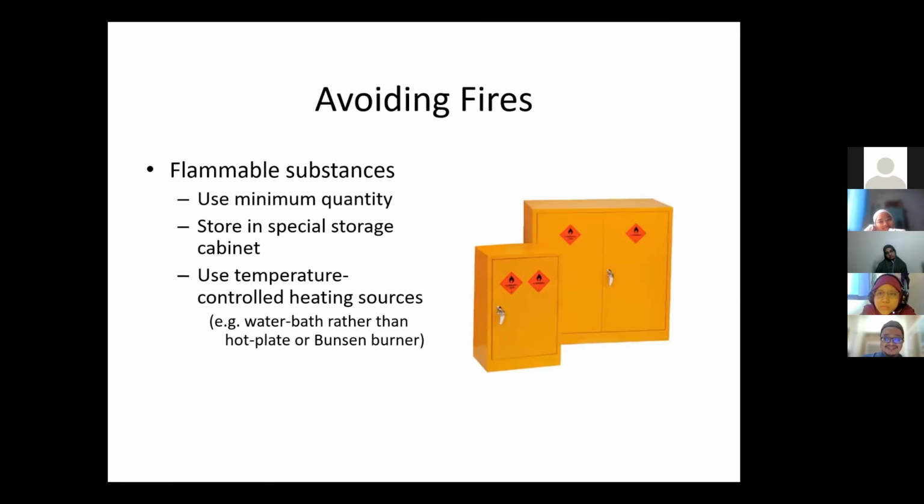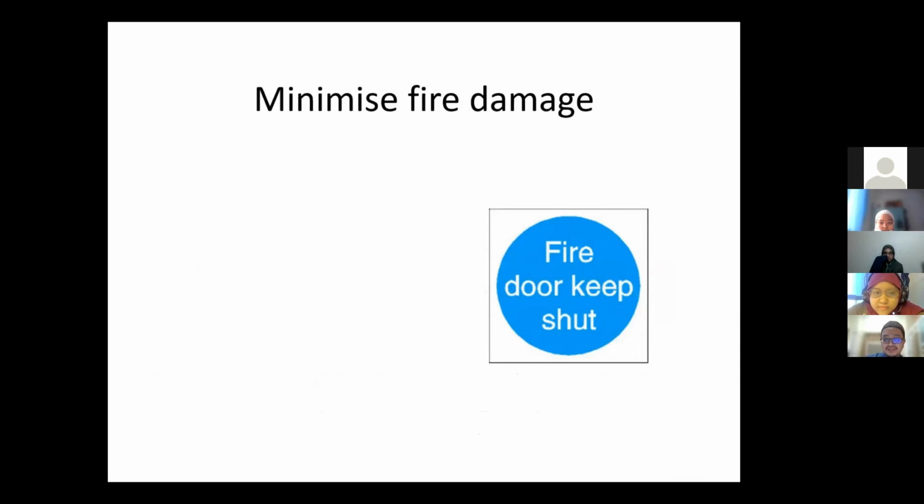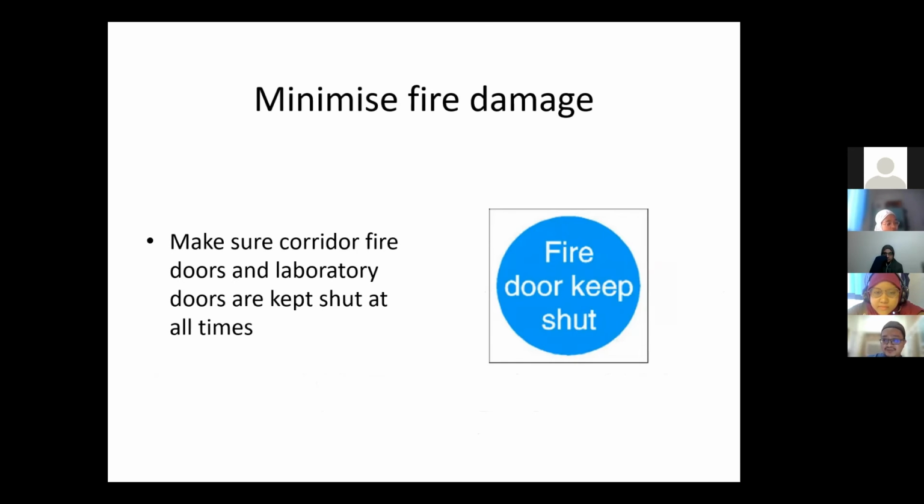Okay. So avoiding fires. How do we avoid fires? With regard to flammable substances, we use at minimum install in special storage cabinet that must be fireproof if possible. Use temperature control heating sources. And then minimize fire damage by keeping doors and fire door shut. Sebab tu kita suruh bila duduk dalam lab tu semua tutup pintu. Bukan jangan biar terbuka. Okay.